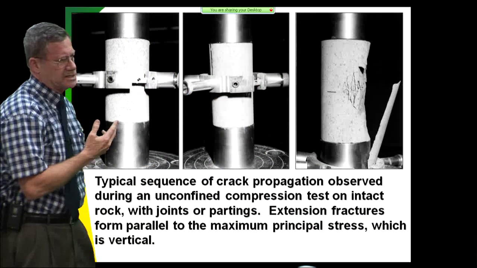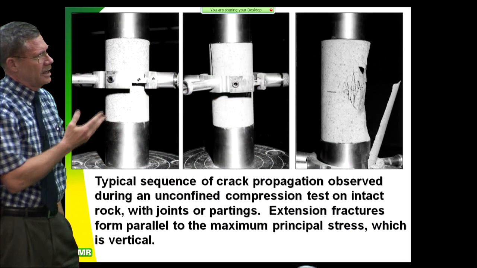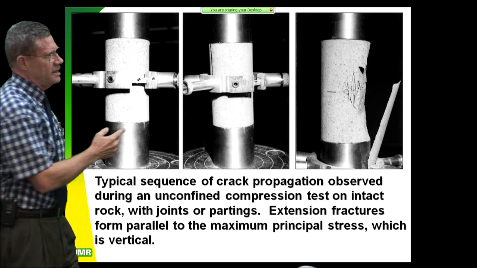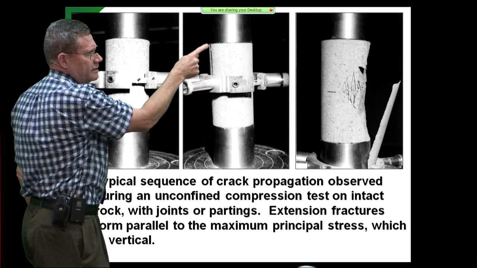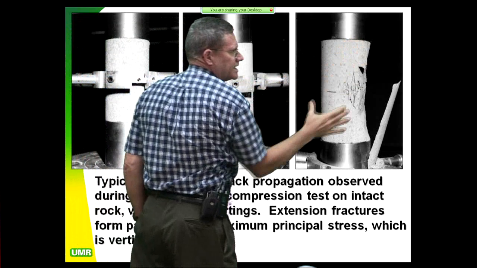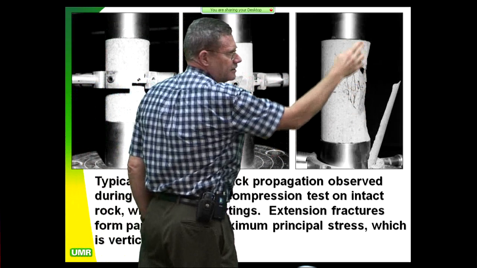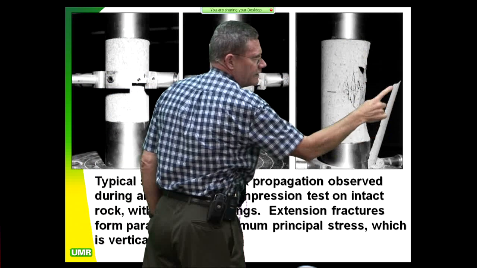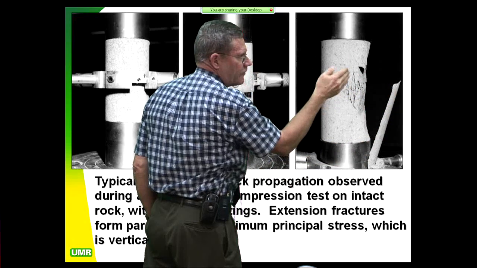So here's the typical sequence of crack propagation that I saw in an unconfined compression test. And you see here where you actually see these slabs, induced tension slabs, that break off. And when I take the LVDTs off after the test, you can see here where the slab is broken off. There it is, sitting right there. And you can see all these up and down fractures.